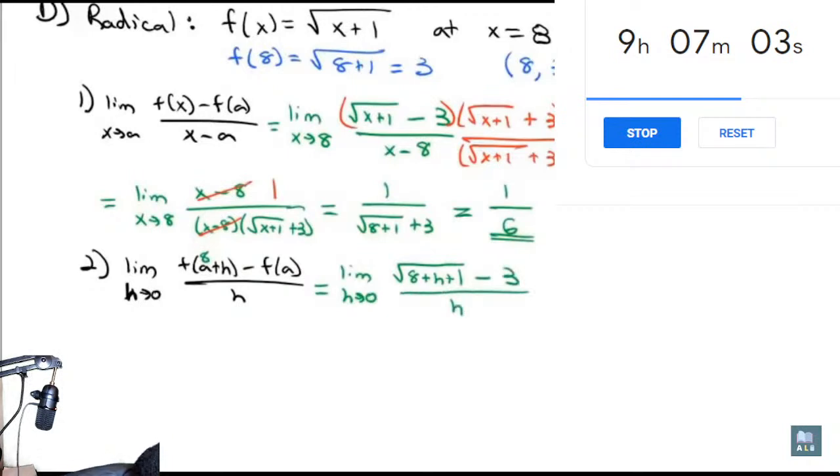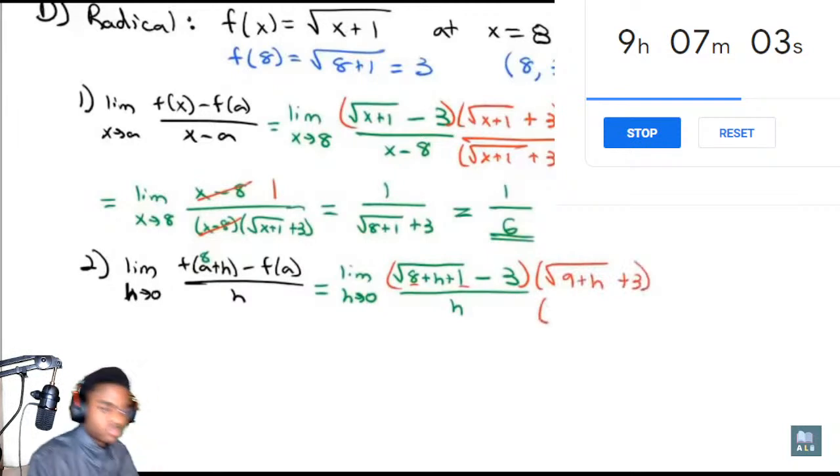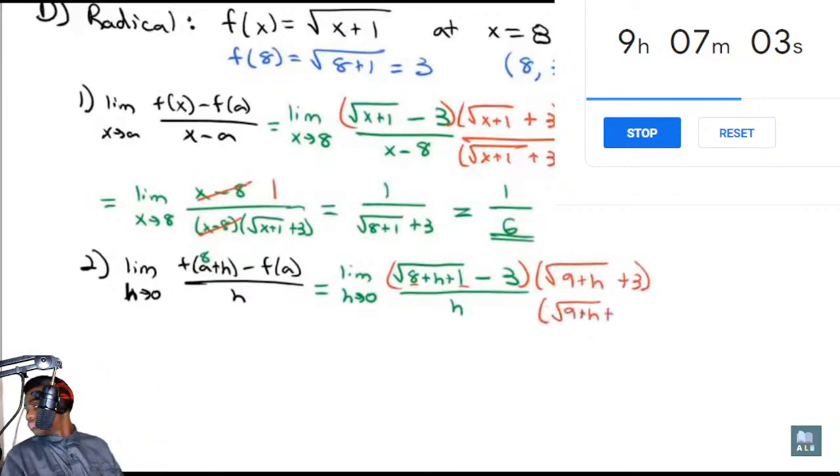Same strategy from here. We're going to get rid of the radical by multiplying by the conjugate, which is the square root of, let's go ahead and combine the like terms, 8 plus 1 is 9 plus h. We're going to make it a plus 3. Square root of 9 plus h plus 3.